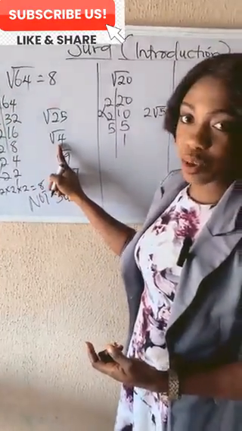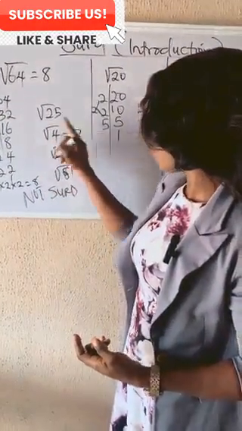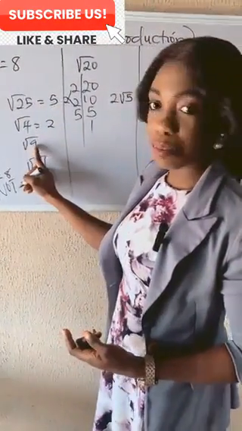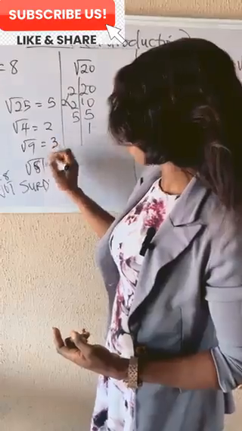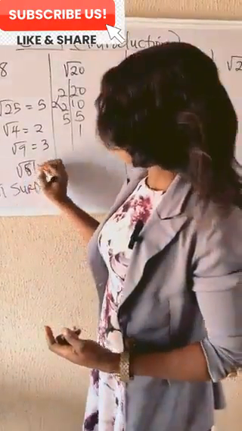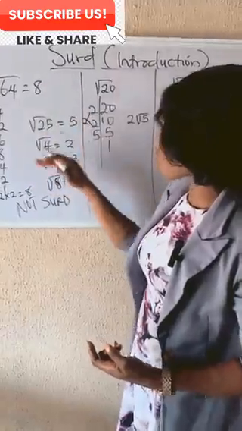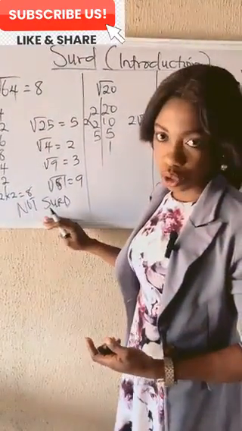4 is a perfect square. Square root of it will give us 2. 25 is a perfect square. Square root of it will give us 5. This is a perfect square, 9. Square root of it gave us 3. 81 is a perfect square. Square root of it will give us 9. So all these ones whose square root gives us a whole number are not surds.